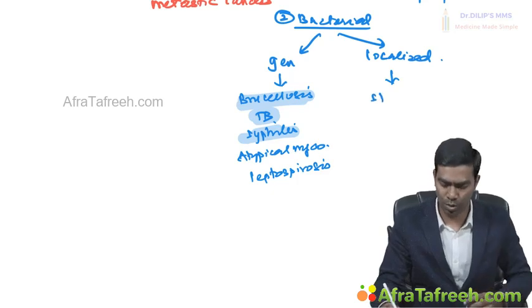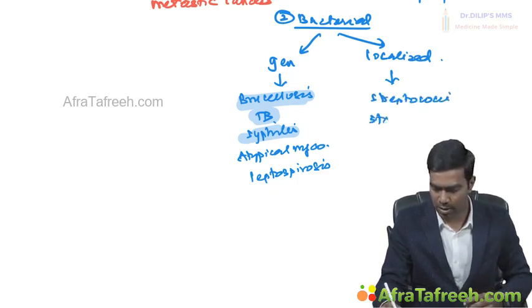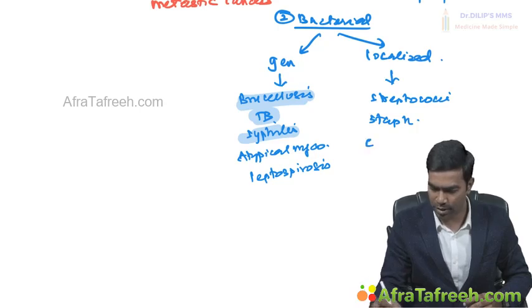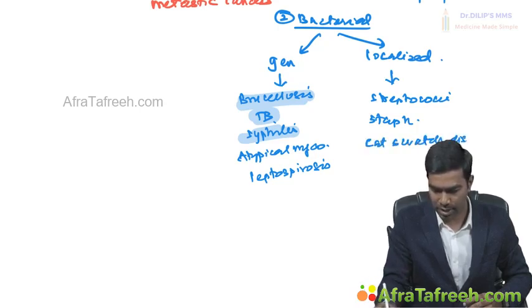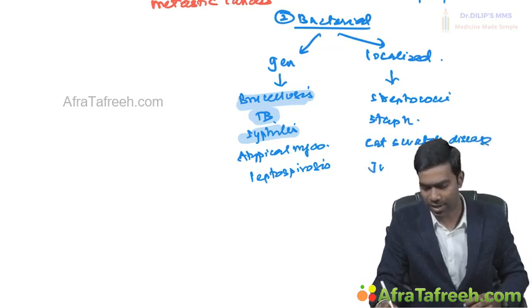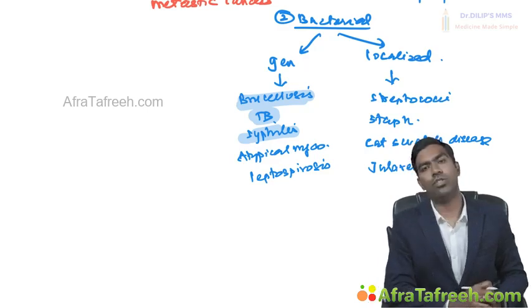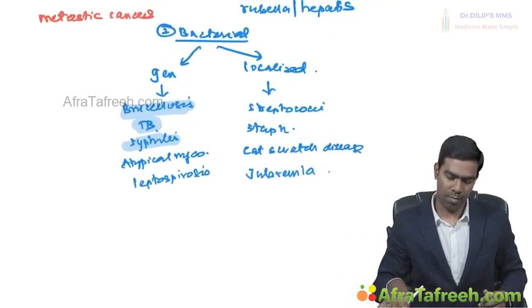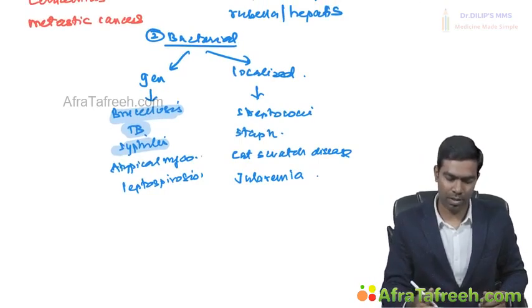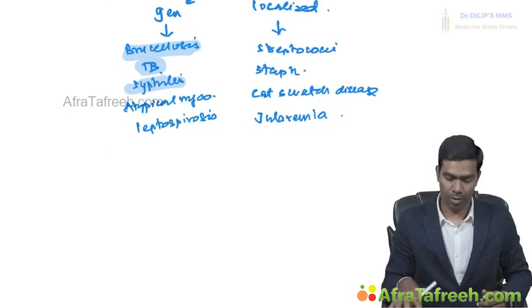Localized lymphadenopathy you very commonly see in pharyngitis, streptococcal sore throat. So streptococcus, staphylococcus. Then you can also see it in cat scratch disease, very important for exams. Cat scratch disease and Francisella tularensis causing tularemia. So these are some of the important conditions where a bacterial infection is causing lymphadenopathy.